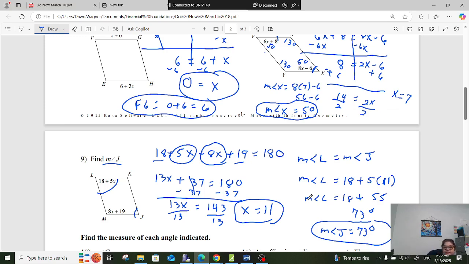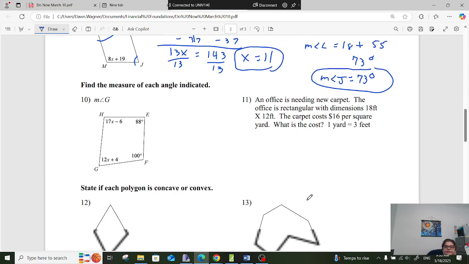Make sense or doesn't make sense? Okay. Transitive property. Okay. Hmm.